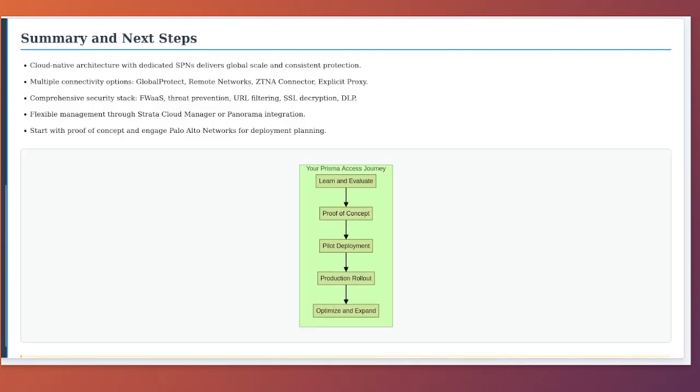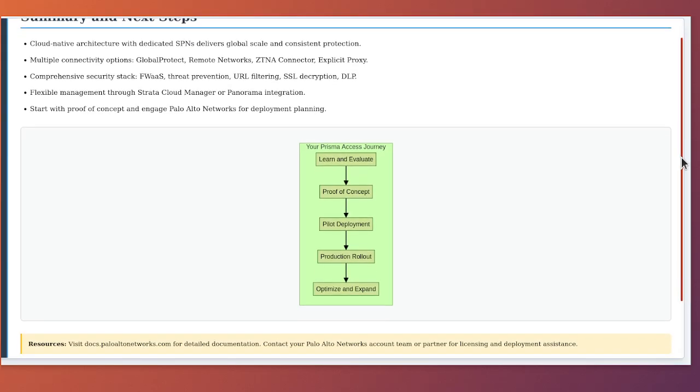Summary and next steps. We have covered a comprehensive overview of Palo Alto Networks' Prisma Access throughout this presentation. Let me summarize the key takeaways and suggest next steps for your journey with Prisma Access. Prisma Access delivers cloud-native security that scales globally. The architecture of security processing nodes, service connections, and the Prisma Access backbone provides consistent protection for all users regardless of location. The platform eliminates the need to deploy and manage hardware security appliances at every location.